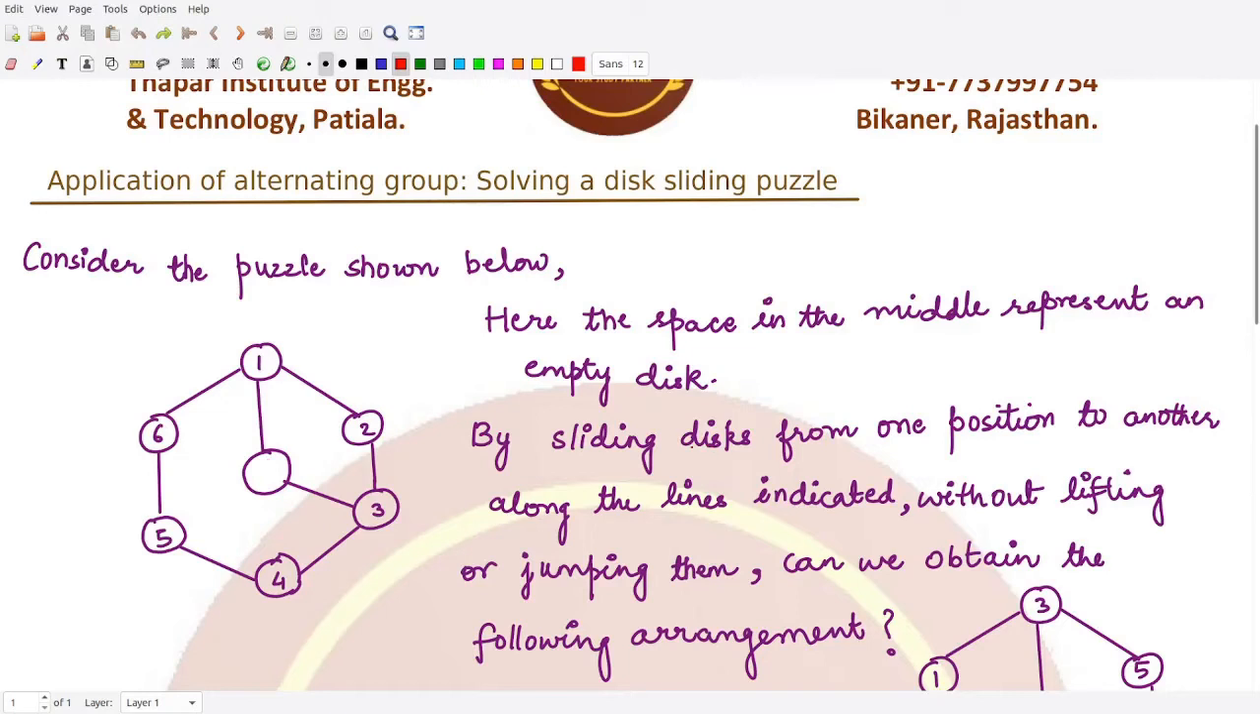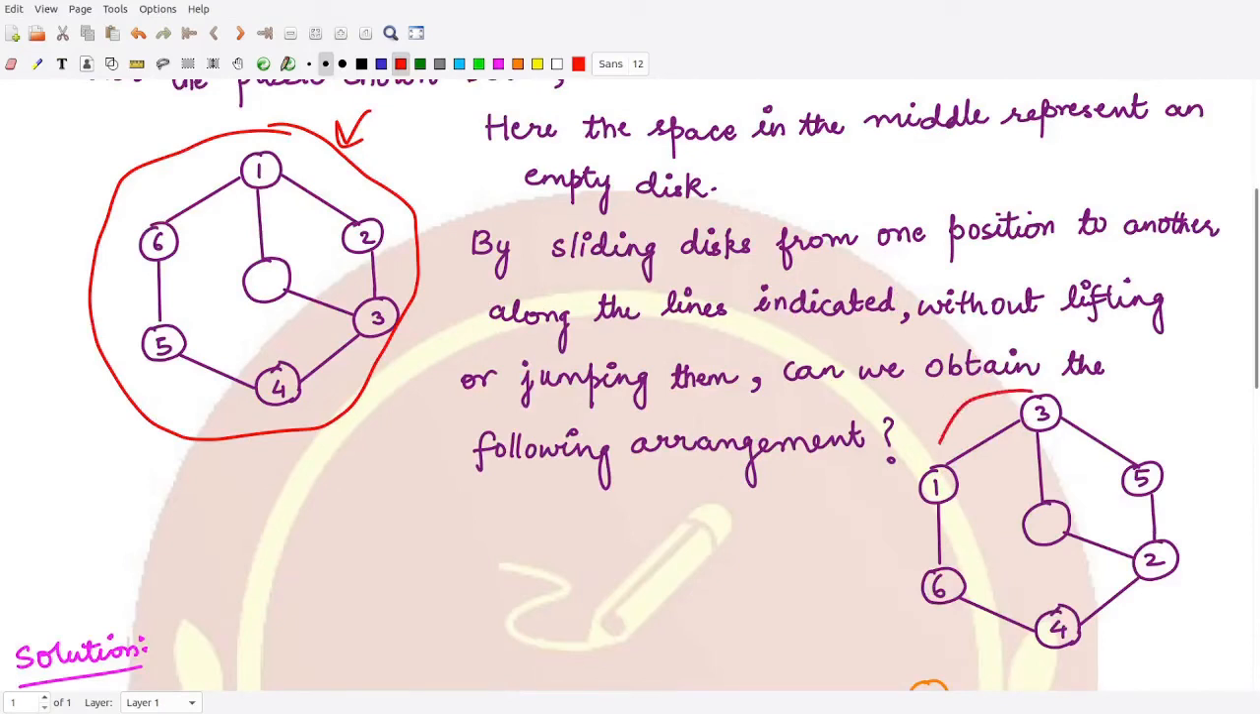We can only slide the disks along the paths which are indicated, and no other movement is allowed. That means 3 cannot be flipped with 5 in this case. So this is the rule. Another thing is that we cannot lift the disks or jump them. We just have to slide them from one position to another. So using different slides of these disks, starting from this position, can we reach this particular arrangement of disks? You could pause your video, think about the solution, and then resume watching.